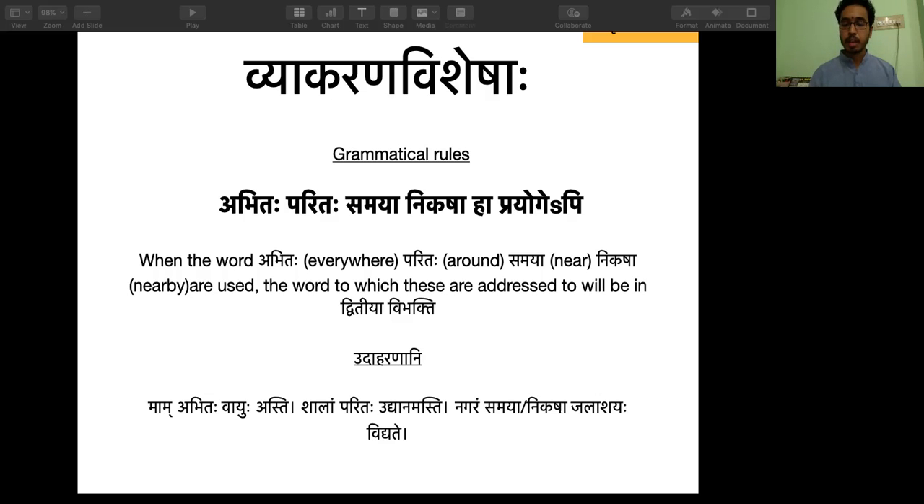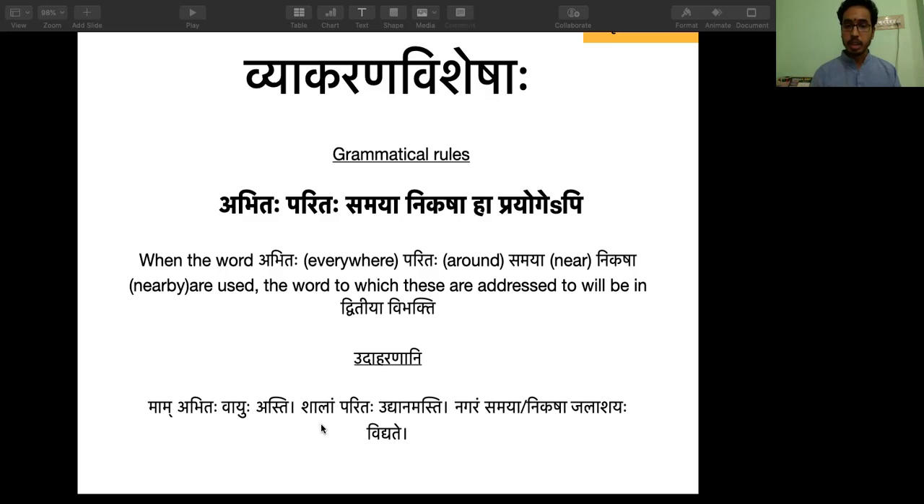For example, around the house, there are trees. So around what are the trees? House. So that house will get Dvitiya Vibhakti. Griham is a Napumsakalinga Pada. Since Griham is a Napumsakalinga Pada, you won't understand if it is Prathama or Dvitiya. Hence I've taken Shalam Paritah. So Shala is Akaranta Strilinga. So around the school, there is a garden. Since the garden is around the school, that school will get Dvitiya Vibhakti. Hence Shalam Paritah Udyanam Asti.